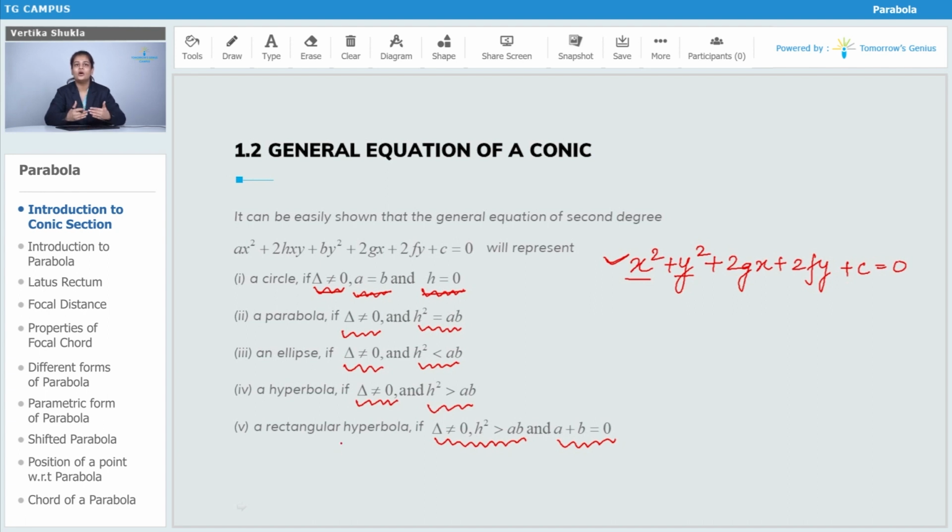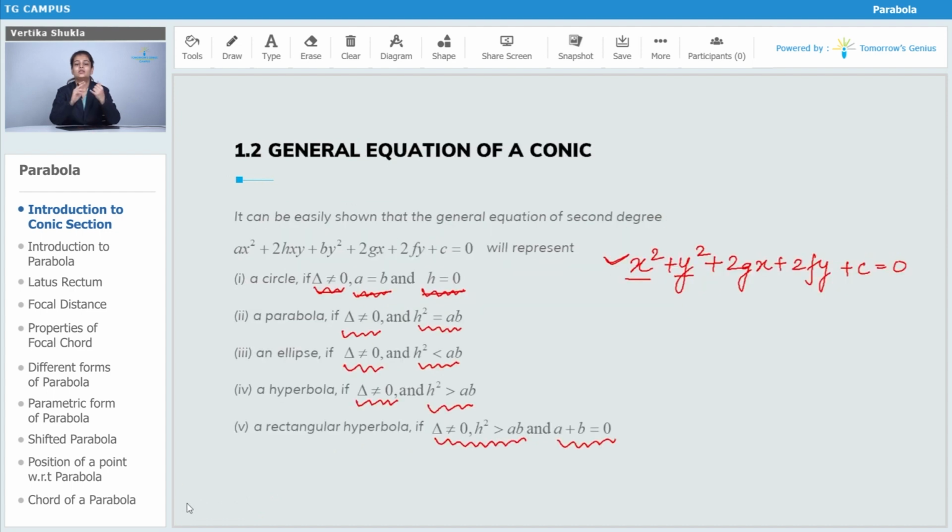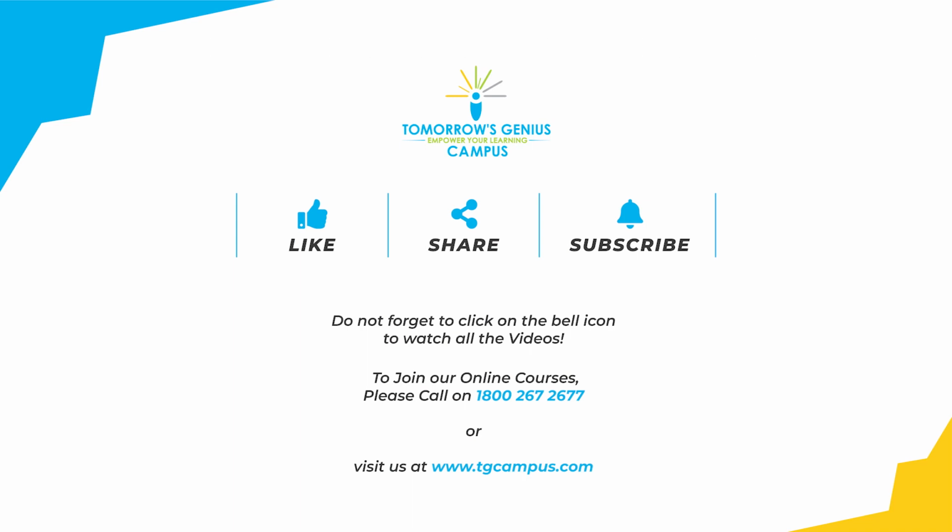So this is how a 2-degree general equation will give you different conic sections depending upon the changes that you are making in the values of h, a, b. Okay, so in general, the first thing that you have to check is the discriminant of that 2-degree general equation. If the discriminant comes out to be 0, it is a pair of straight lines. If the discriminant comes out to be non-zero, in that case you get the different conics that we have just discussed.